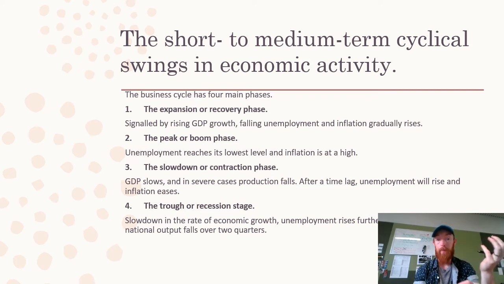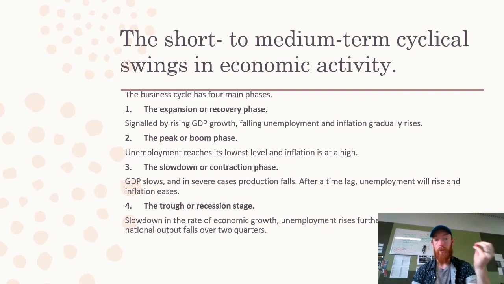We've got the peak or the boom phase, which is where unemployment reaches its lowest levels. And because of this, spending is so high that it actually starts to cause some shortages, and inflation starts to rise as consumers bid up prices, or there's upward pressure on prices because of those shortages due to high levels of economic activity. We've got the slowdown or contraction phase, which is when GDP starts to slow. As GDP starts to slow, businesses will start to lay off workers to protect their profit margins. And also as economic activity falls, inflation will start to ease as there's now less demand for goods and services.